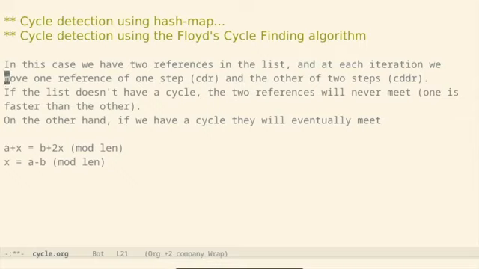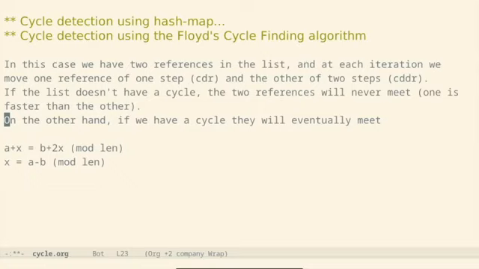So we have two cases. If the list doesn't have a cycle, then the two references will never meet. That is because one is faster than the other. One moves two steps at a time, while the other just one. The second case, on the other hand, if we have a cycle, they will eventually meet.